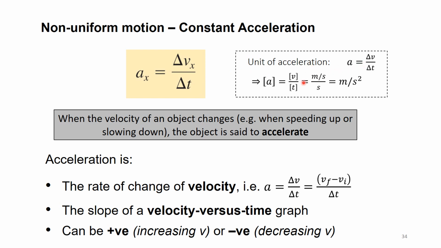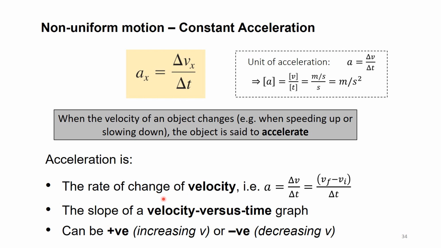And how do you find the unit of acceleration? You can use the trick that we had in the previous slide. Acceleration is delta v over delta t. The unit for delta v is meters per second. The unit for time, t, is seconds. So you divide meters per second by second. You end up with meters over second squared. So the unit of acceleration is meters per second squared.